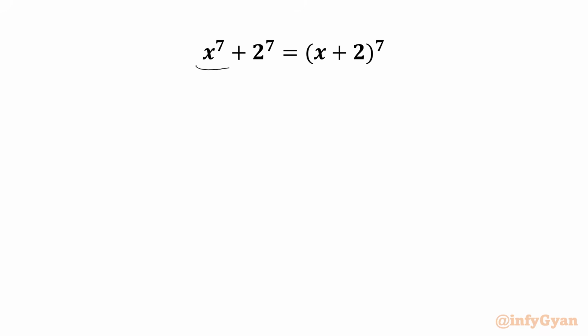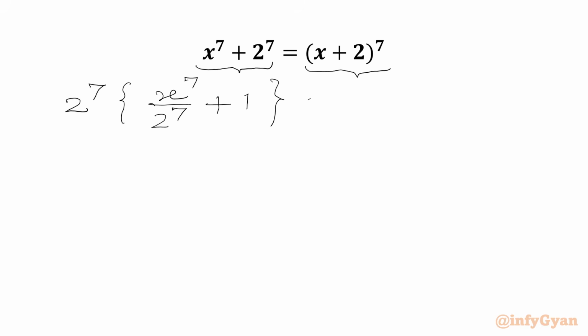Now I will take 2 power 7 common from LHS, and 2 common from the bracket in RHS. So I will write 2 power 7 is common from LHS. In the bracket I can write x power 7 over 2 power 7, then plus 1. On RHS, if I take 2 common from the bracket, it will come out as 2 power 7. In the bracket, we have to write x over 2 plus 1, and the power will be 7.